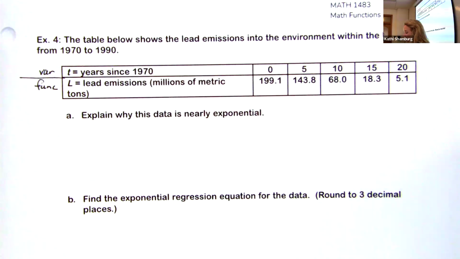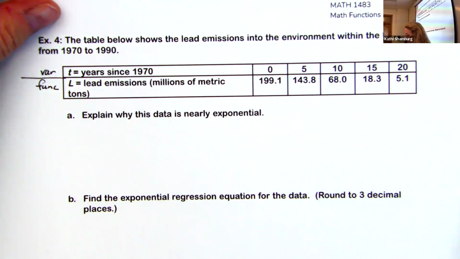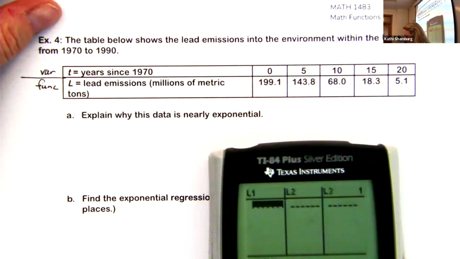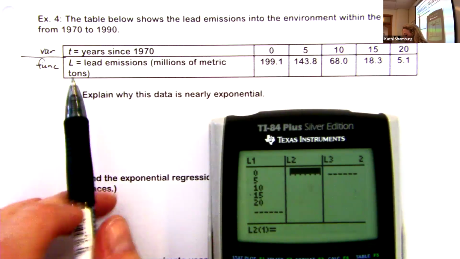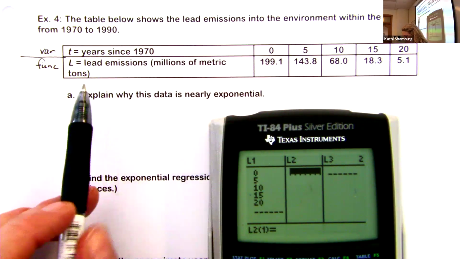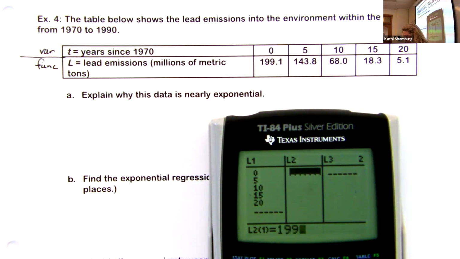So this is variable, this is function. Go ahead and clear out your equations as well as your lists. Okay, so go ahead and start entering this information, which is talking about lead emissions in the environment from the years 1970 to 1980. So 0 means 1970, 5 would be 1975, and so forth. And then lead emissions are millions of metric tons.